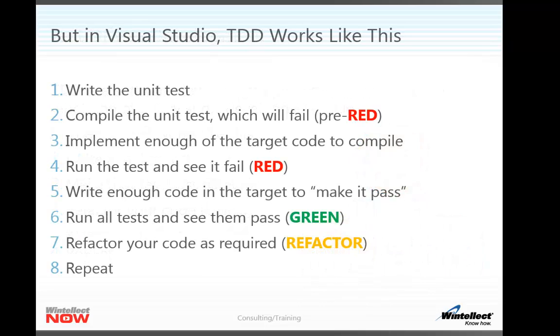But in Visual Studio, TDD works just a little bit differently. Again, we write the unit test, we compile the test, which will fail. We'll call this pre-red. We implement just enough of the target code to compile. That's the additional step that we have to do, and I'll show you how IntelliSense will help you with that in just a moment. We run the test, we see that it fails. We write just enough code to make it pass, run the test again, it's green. We refactor the code as required for maintainability and coding standards, and we're ready to repeat that for the next requirement.